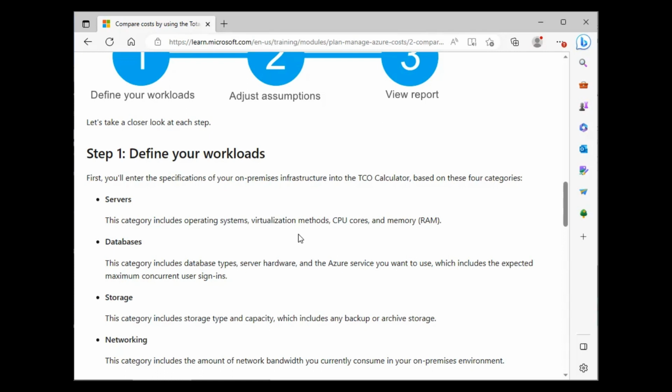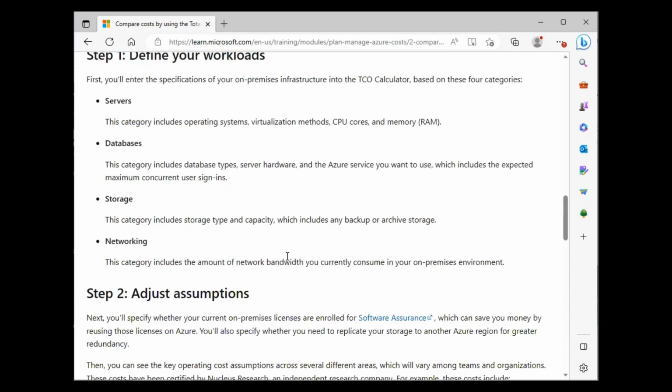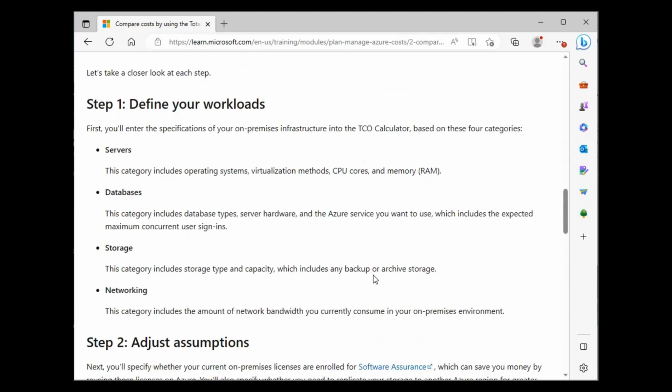Okay. In storage, this category includes storage type and capacity, which includes any backup or archive storage. In networking, this category includes the amount of network bandwidth you currently consume in your on-premise environment. Okay, this is the specification of your on-premise infrastructure into the TCO calculator.